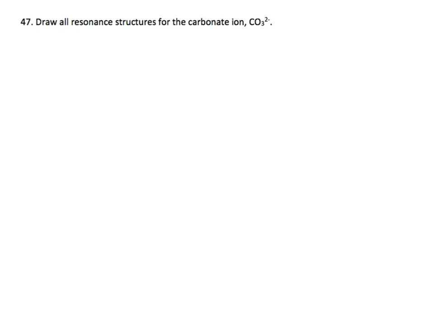Draw all resonance structures for the carbonate ion. So we have carbon, oxygen, oxygen, oxygen. We add up our electrons. We have 4 from the carbon plus 3 times 6 for the oxygens plus 2 for the charges, which gives us 24. We've drawn 3 bonds already, which is 6 electrons, which leaves us 18.